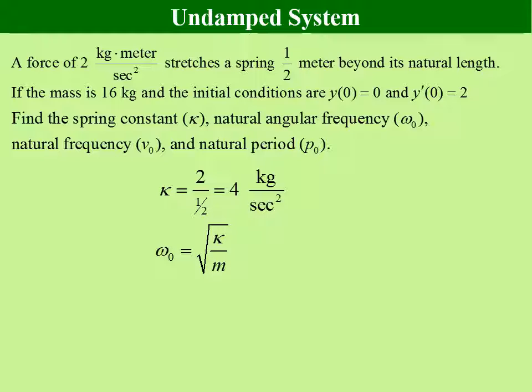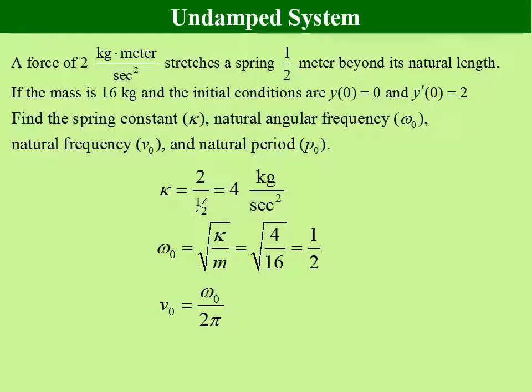And then from the previous, we found omega naught to be the square root of kappa divided by m, which we just found kappa. We can divide that by m and do the square root. And we just derived a formula for the frequency. Omega naught divided by 2 pi would give us 1 over 4 pi. And the period would just be the reciprocal of 1 over 4 pi, or 4 pi.